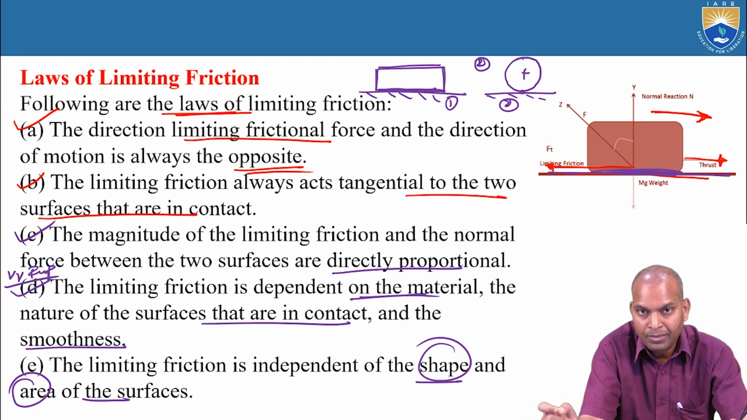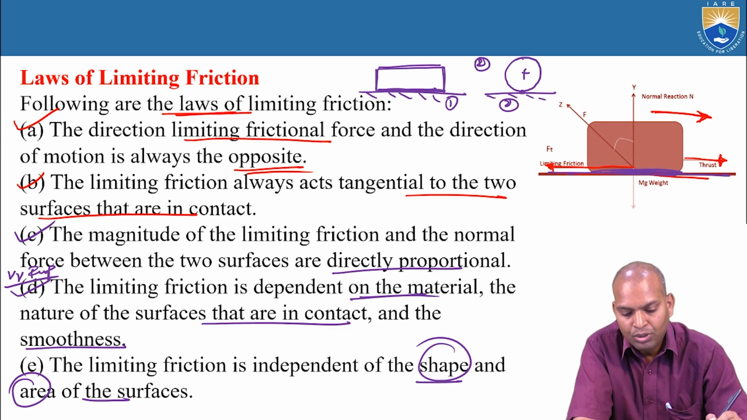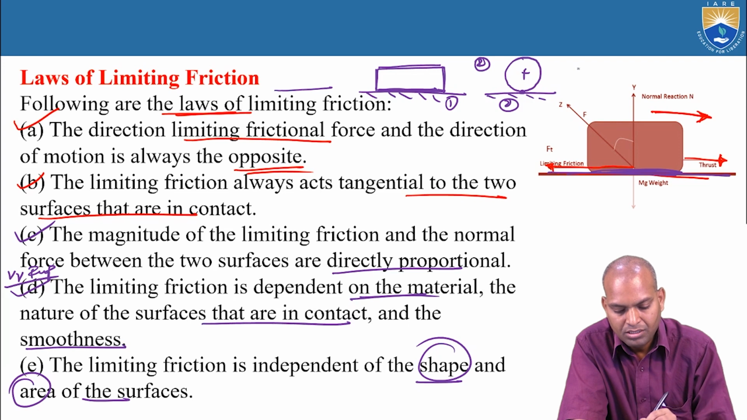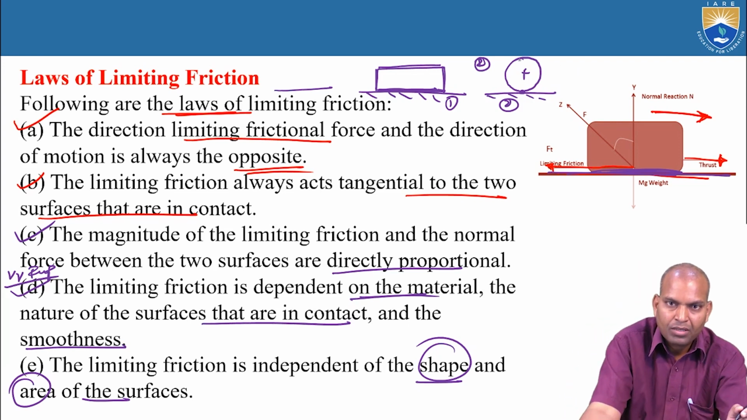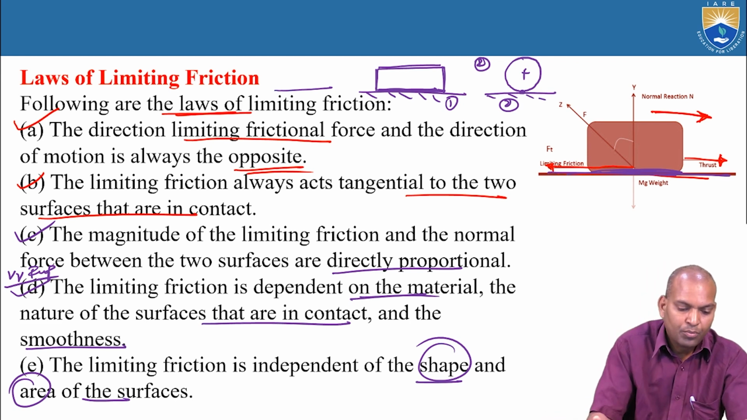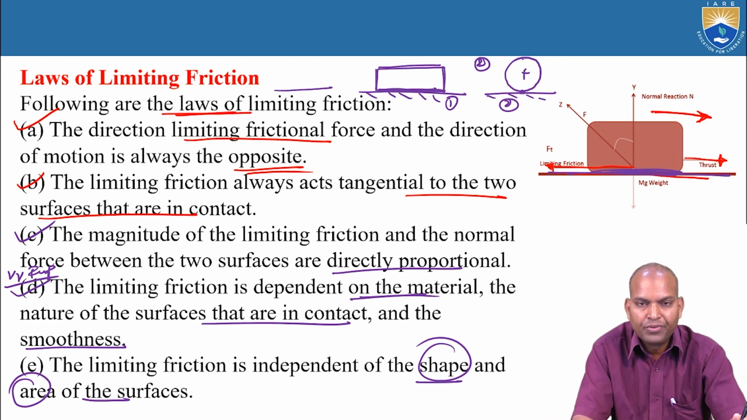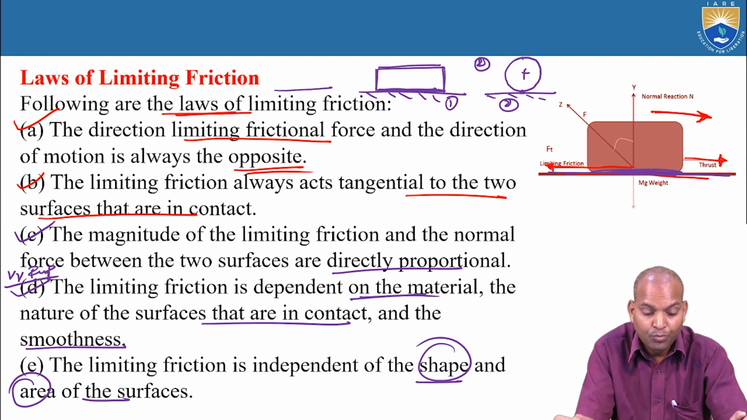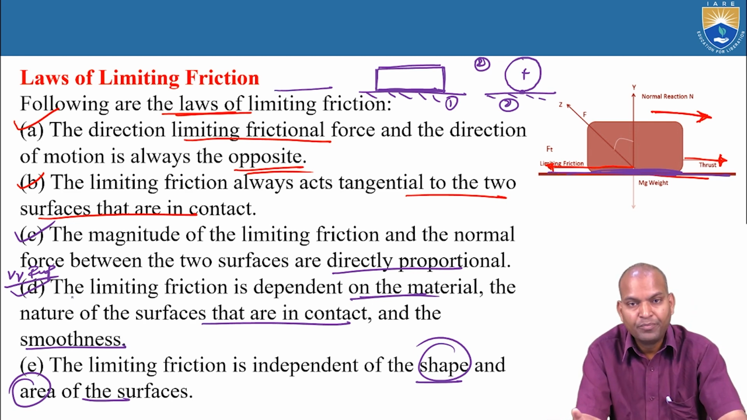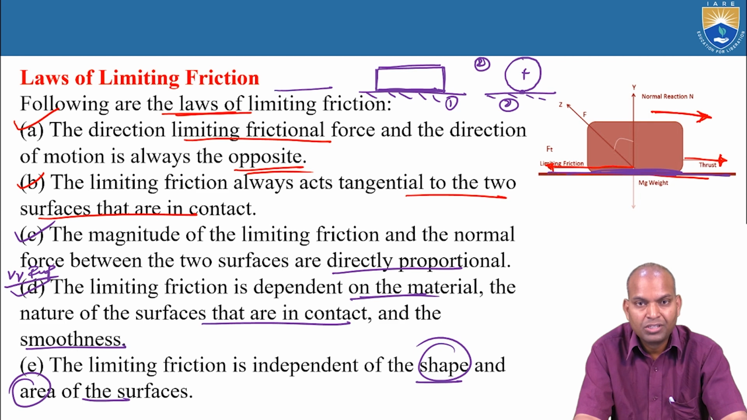Yes, it is dependent on the type of contact. And another one: you can also have two surfaces in elliptical contact, where one body touches another in an elliptical formation. Now the point is the nature of the surfaces that are in contact. But here, it is independent of the area of the surfaces. Whatever the area may be, it is independent. But one more thing: it depends on the type of materials and the surface smoothness.